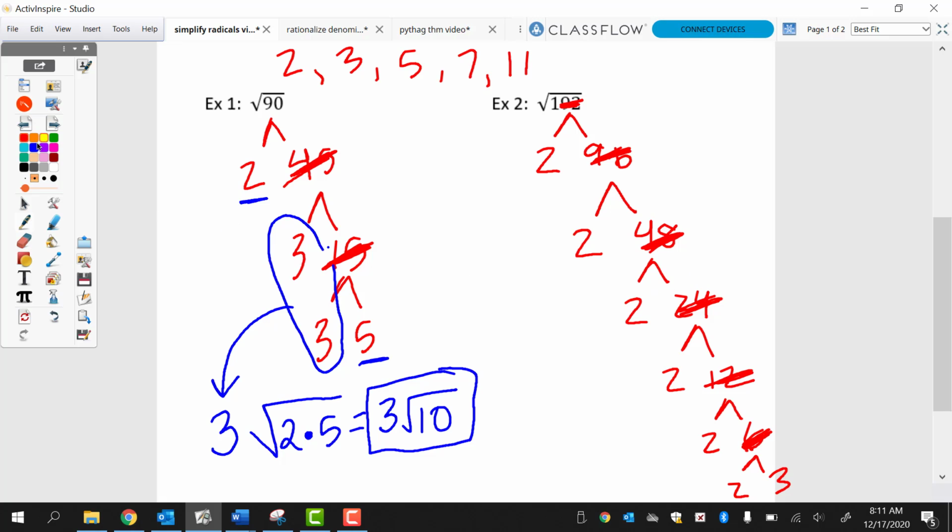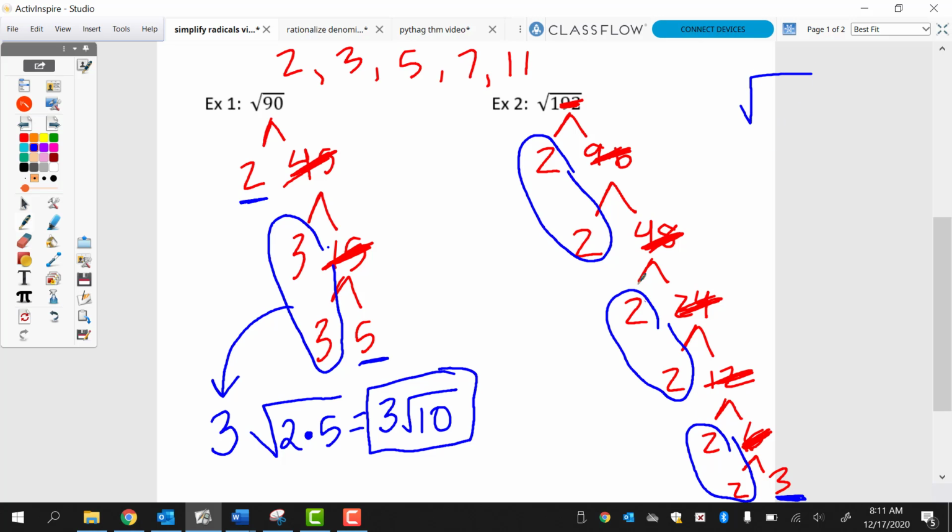So now I am circling pairs. So I have a lot of 2s, so I'm going to have a lot of pairs. I'm still only circling them in groups of 2. So here's a group of 2. Here's a group of 2. Here's a group of 2. And then my leftover is 3. So how many 2s am I going to write on the outside of the square root? Well, I'm going to put 3 2s because there are 1, 2, 3 groups.